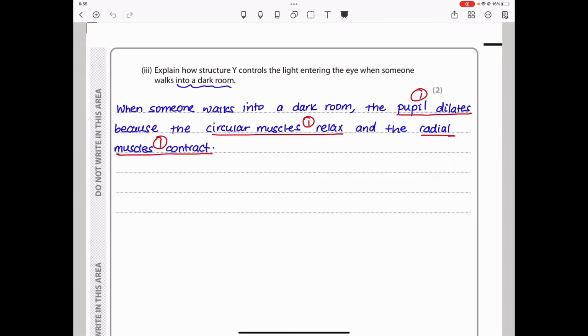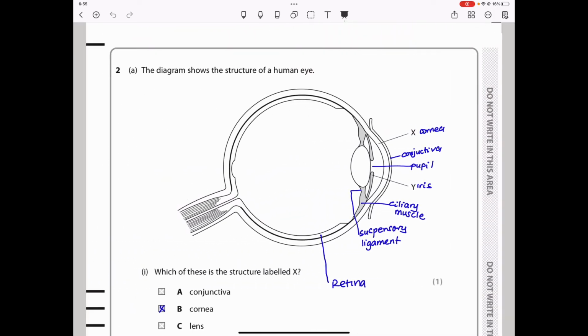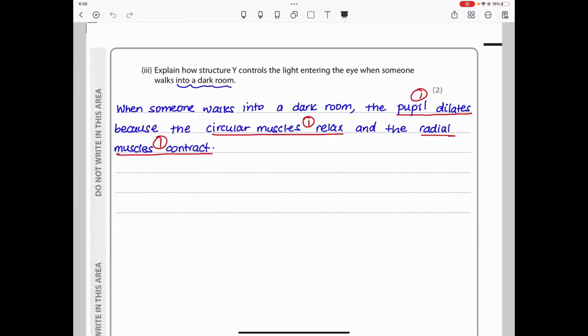They say, explain how structure Y controls the light entering the eye when someone walks into the dark room. I want to take you back to structure Y. As you can see, structure Y is the iris. How does it ensure that when you enter into a dark room, light entering the eye is going to be controlled? So let's see, I said, when someone walks into the dark room, the pupil dilates.